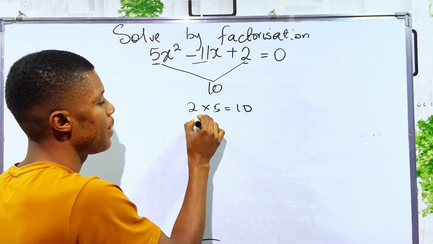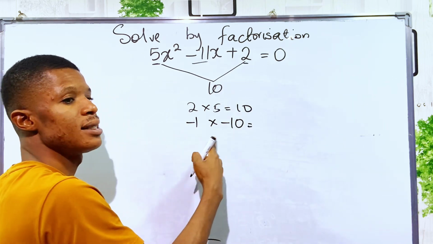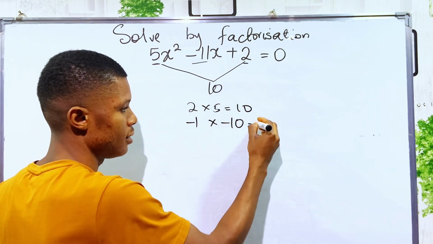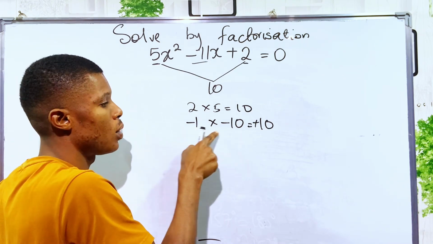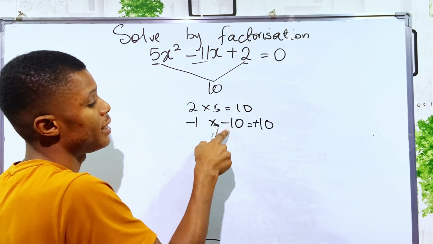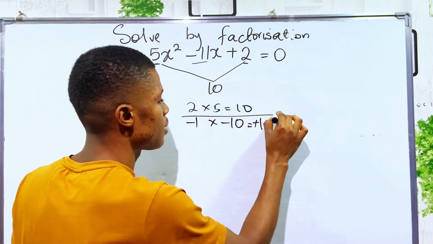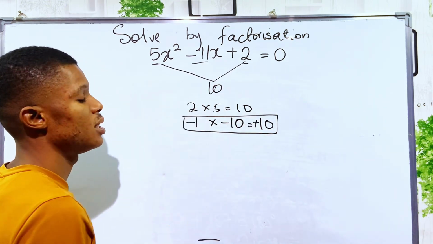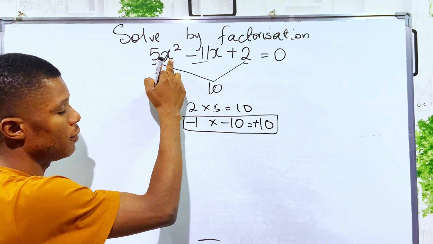When you multiply minus 1 by minus 10, you are going to get plus 10 because minus times minus is plus. And when you add minus 1 to minus 10, you are going to get minus 11. So the most accurate factors of plus 10 we are going to use are these. So we are going to use them to expand this function.